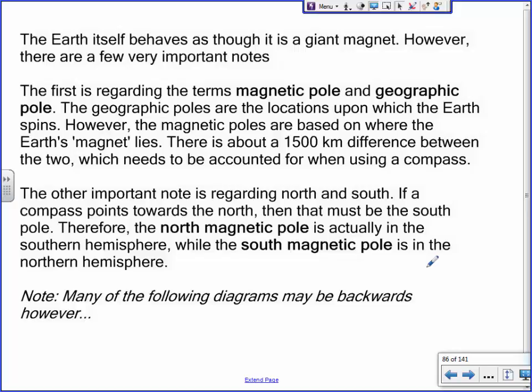Does that concept make sense to you guys? Because the north side of a needle points that direction, they decided to say, well, the north needle points that way, so that must also be north. But really, the Earth's magnetic field is actually opposite, right?